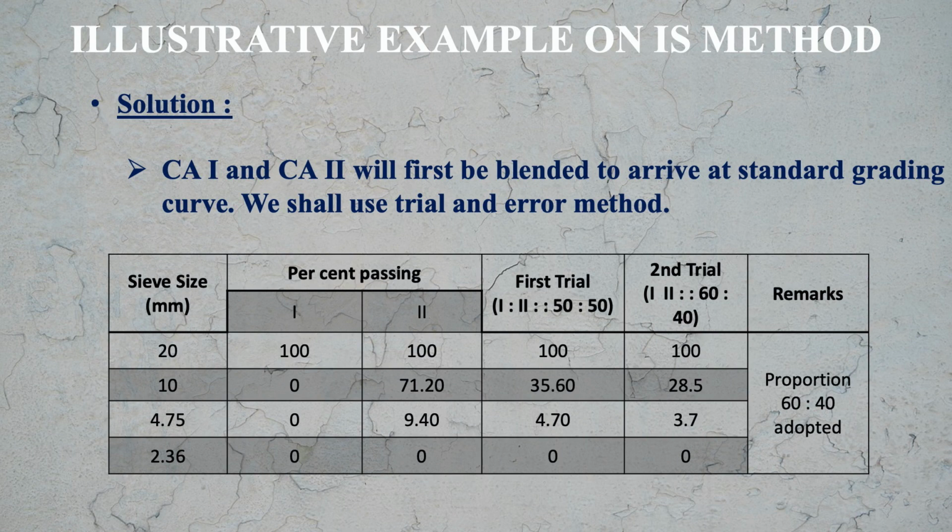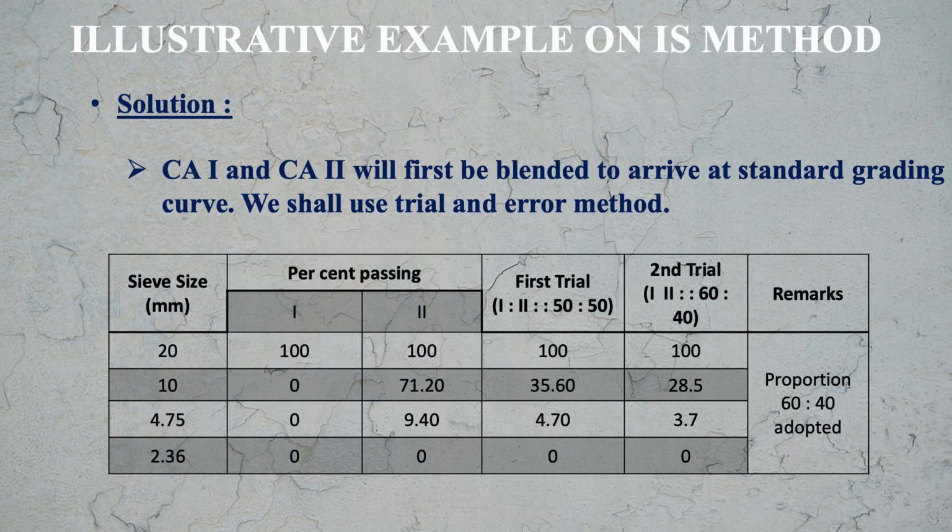Then we see that after mixing, in the first case, when we are using equal amounts of the two types of coarse aggregate, the percentage passing through the 20 mm sieve is 100%. For the second trial, in which we are taking 60% of type 1 and 40% of type 2, the percentage passing through the 20 mm sieve is also 100%.